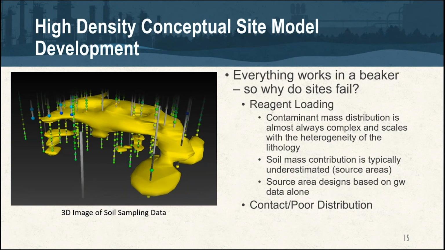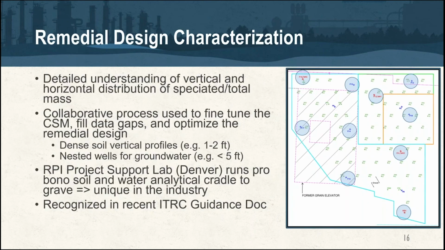The second reason that I'd say a lot of sites fail is based on contact, and that's going to be the focal point for our subsequent webinars. We call this additional characterization the RDC. It's a detailed understanding of the vertical and horizontal distribution of speciated and total mass. Speciated because we're dealing with activated carbon and running sorption isotherm calculations, so obviously we need benzene data, for example. But total mass is also really important because we have to account for everything. We want our designs based off of the total mass in the system.